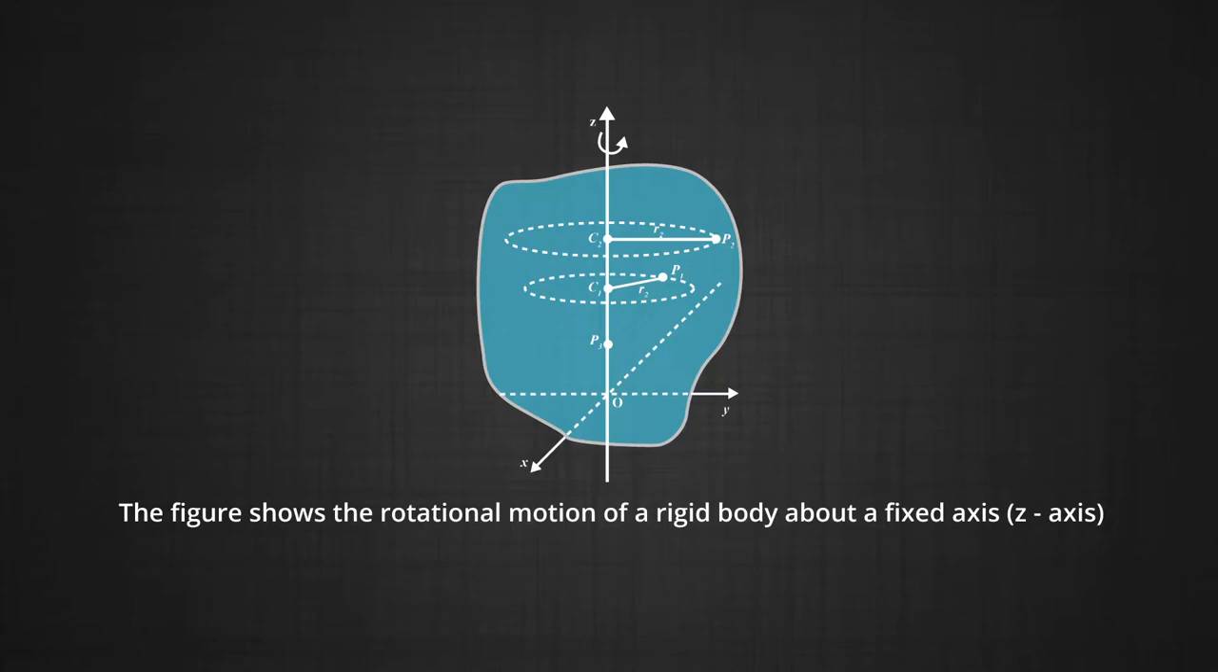to the fixed axis. For any particle on the axis like P3, for which the distance from the axis is 0, all such particles lying on the axis of rotation remain stationary while the body rotates. This is expected since the axis is fixed. In some examples of rotation, however, the axis may not be fixed.